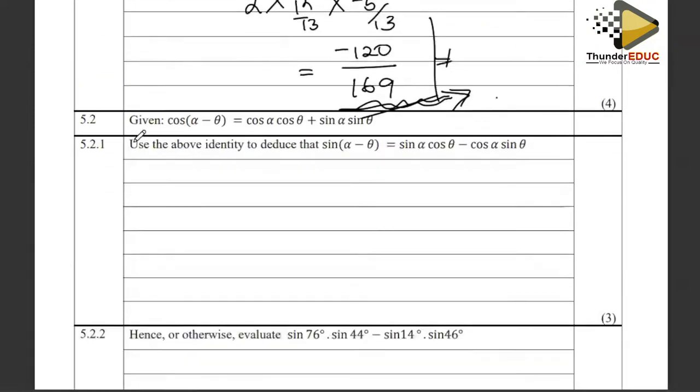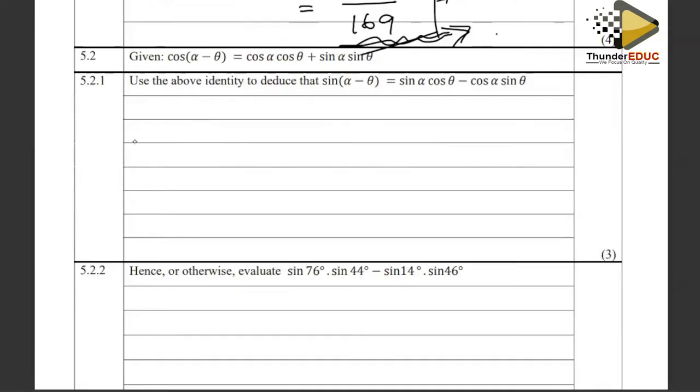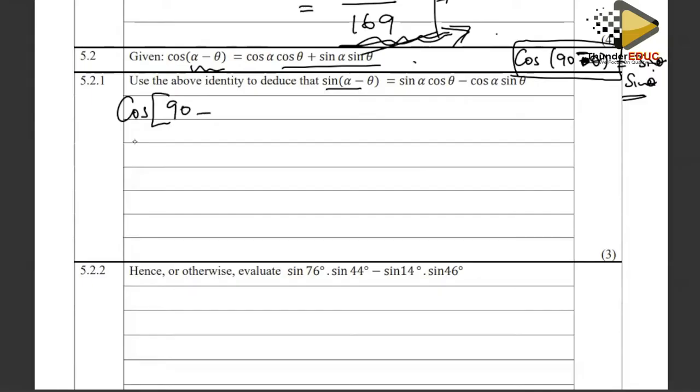All right, 5.2. They're telling us that the compound formula for cos is given as that. They want us to use that identity to deduce the sine of alpha minus theta. Now, from our complementary angles, we know that if we have the cos of 90 plus theta, this gives us a negative sine of theta, or 90 minus will give us a positive sine. So I'm going to use the 90 minus complementary approach. So this is going to be the cos of 90 minus, we have alpha minus theta.